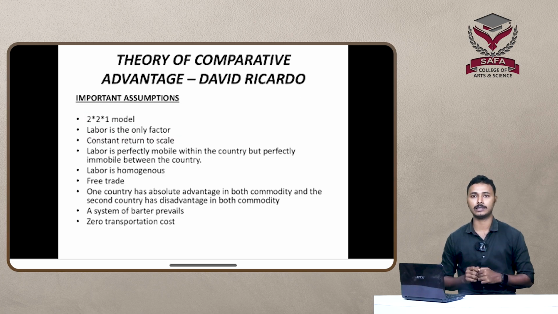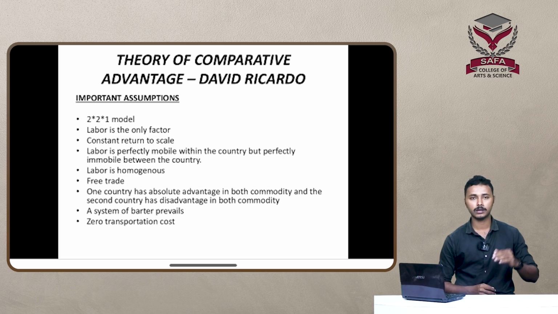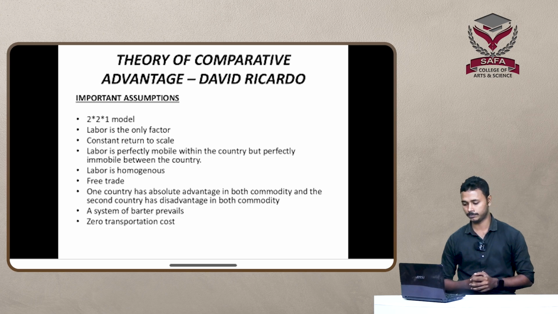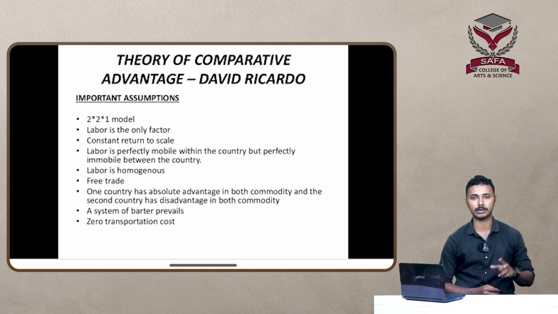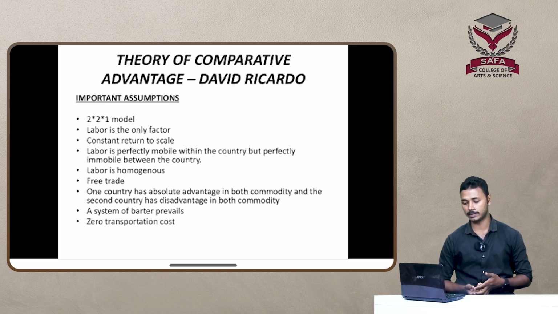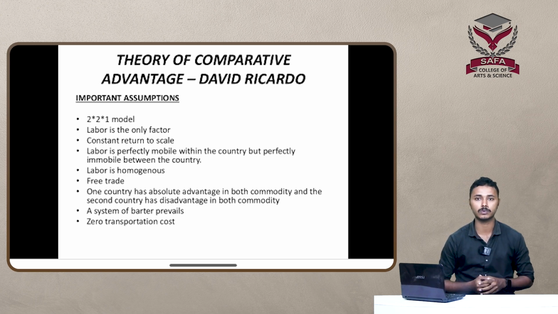Next, the classical theory of comparative advantage. It was introduced by David Ricardo. There are also some assumptions. It is also a 2 into 2 into 1 model. That means 2 countries, 2 commodities, and 1 factor. The 1 factor is labor. This also has constant returns to scale. Labor is perfectly mobile within the country and perfectly immobile between countries. Labor is homogeneous and free trade is there. Then one country has absolute advantage in both commodities, and the second country has a disadvantage in both commodities.